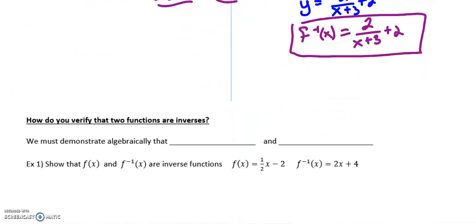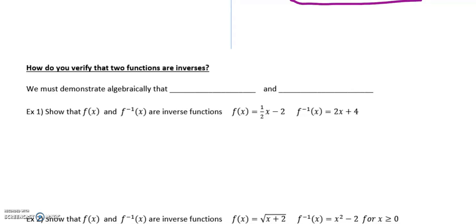The last idea for this unit is how do we verify that two functions are inverses. This is just an exercise in algebra. To show they're inverses, it's a two-step process. We have to show that the composition of f inverse going into f, so f of f inverse of x, when I do that I get x.